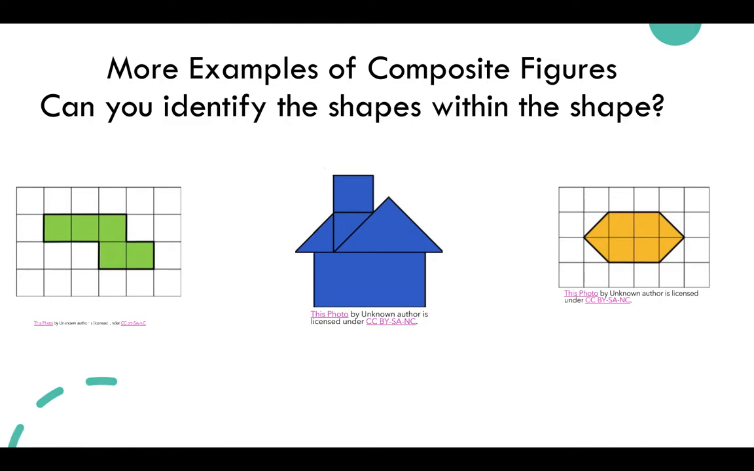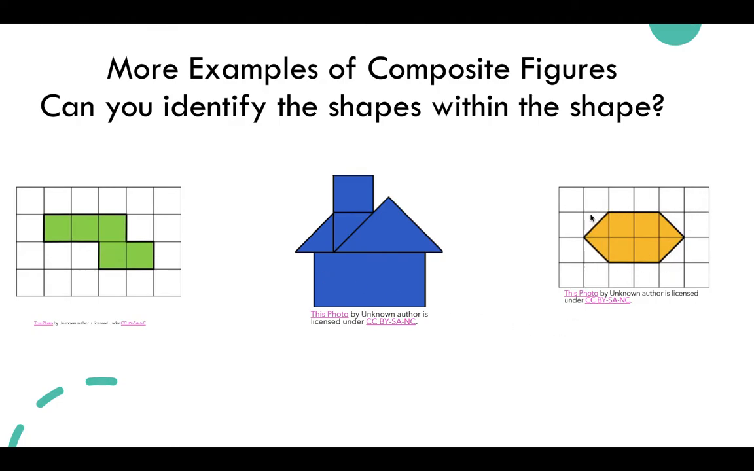Here's some more examples of composite figures. Can you identify the shapes within the shape? So if I look at this shape, do you see any other shapes inside that you could break it up into? I do. How about this little house? They broke it up for you already. I see a square here, a triangle, a big triangle, and a rectangle.